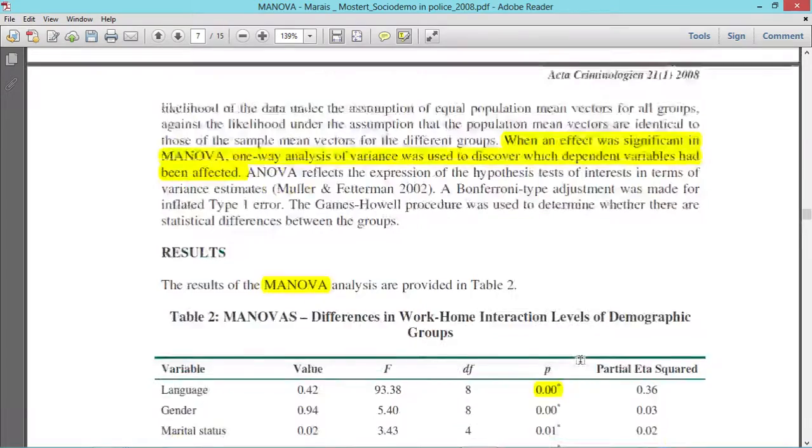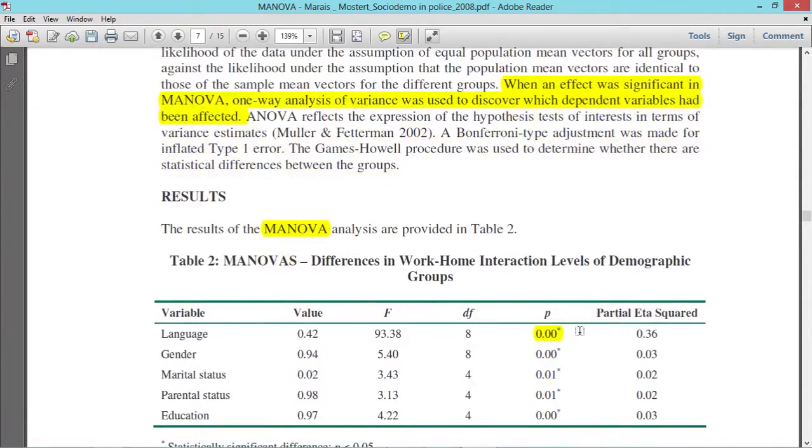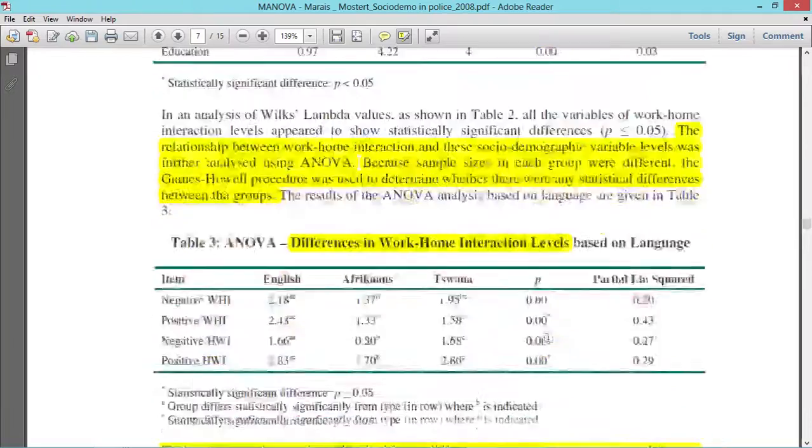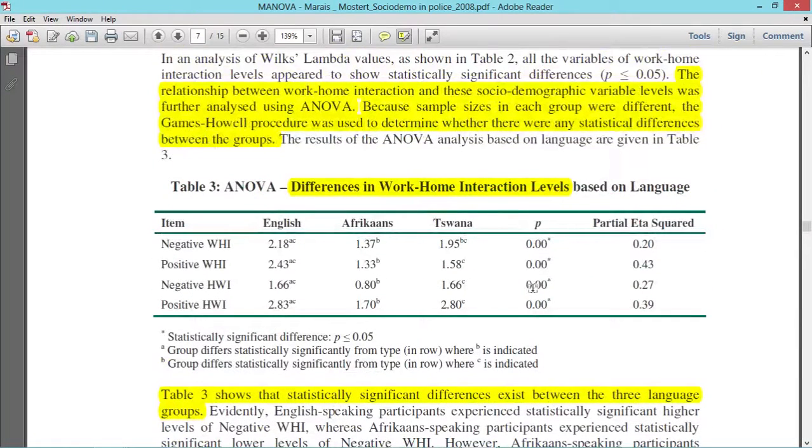MANOVA indicated that a statistically significant difference exists. Now we want to see where the statistically significant difference exists. Once again, the first step is to look at the p-values. We want to mark the significant p-values, and we will only look at the cases which have significant p-values. In terms of language, all of the p-values are significant.